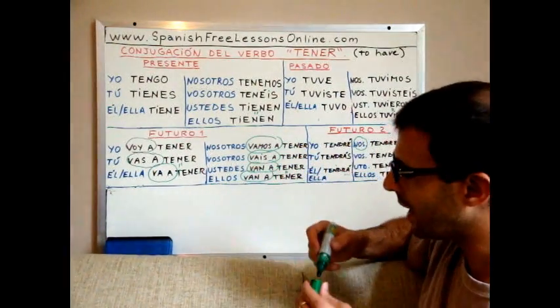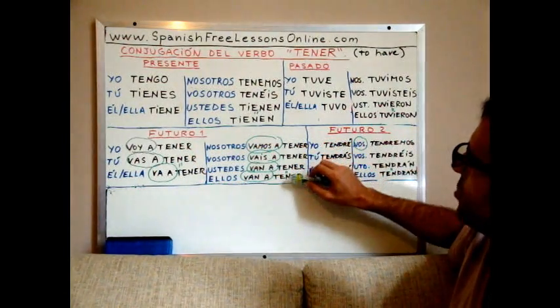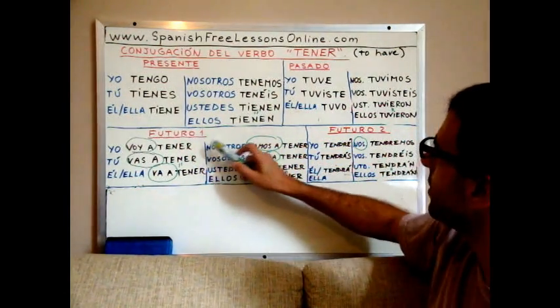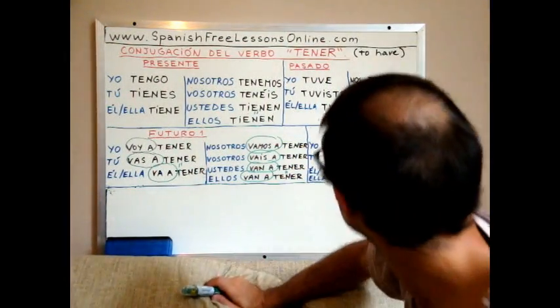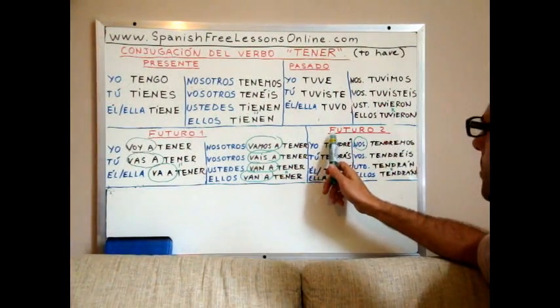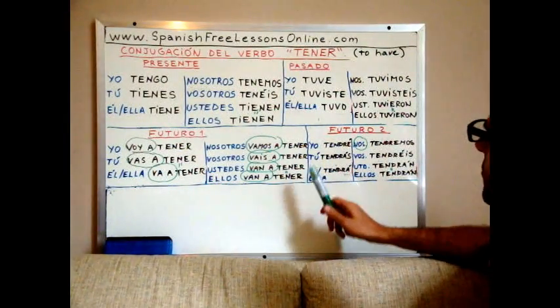And you only add the verb in infinitive that you want to conjugate. In this case, it is the verb tener, to have. Right? So easy. And the typical future tense, the typical conjugation of future in Spanish.